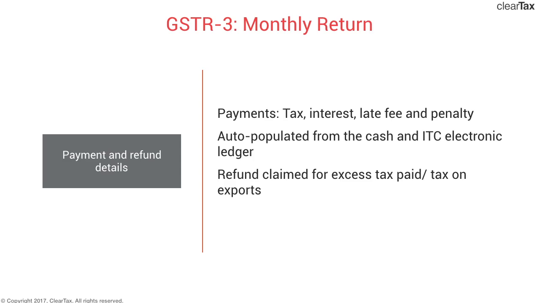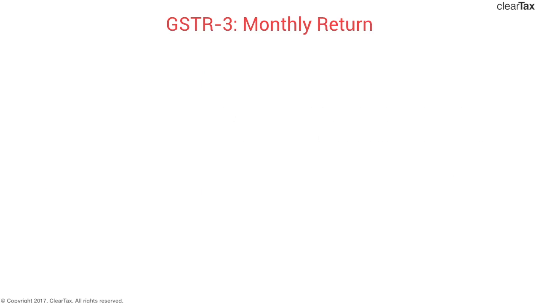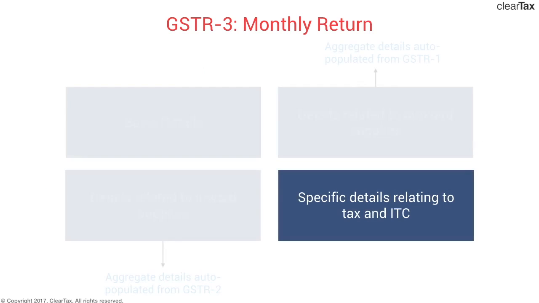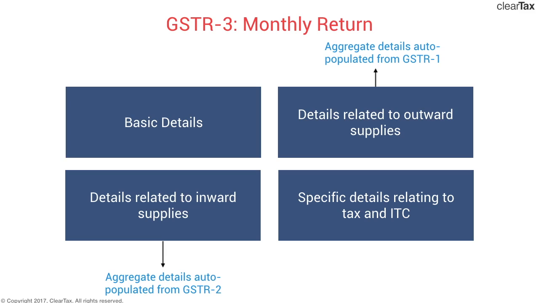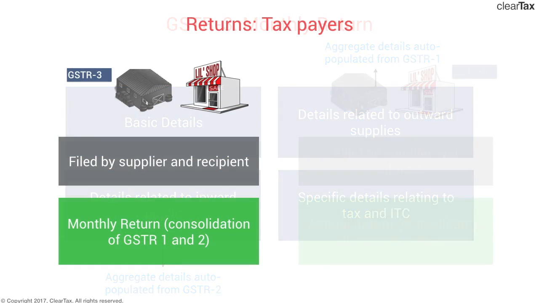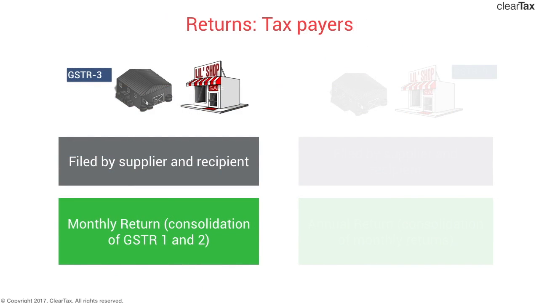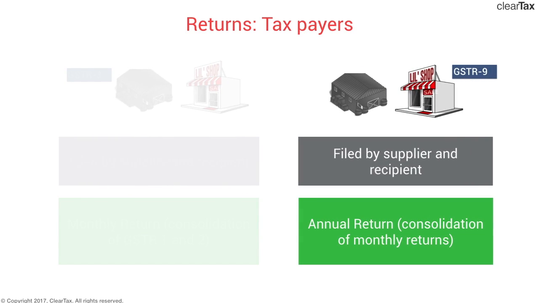These were simple things. Mostly GSTR-3 is auto-populated from earlier returns that we've discussed. Only thing that you need to check is the tax liability and the payment portion. With that, we are left with only one more return for normal registered person, that's GSTR-9, the annual return. We'll check this out in the next video.